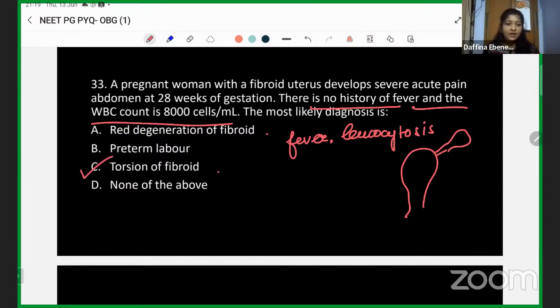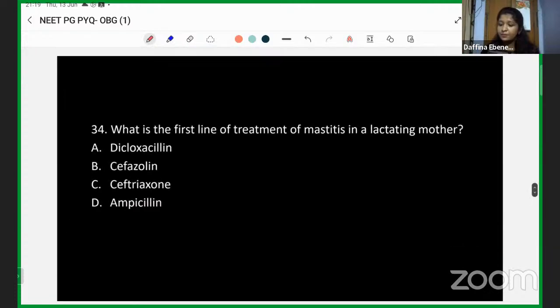Can preterm labor occur at 28 weeks in a woman with fibroid uterus? It can occur. But they've not mentioned anything like regular contractions and relaxations, intermittent contractions. They've not mentioned anything about intermittent pain. She's having severe acute pain. Acute pain, you have to look for obstetric emergencies, either a degeneration of fibroid or a torsion of fibroid. So the most likely diagnosis in this case will be torsion of fibroid.